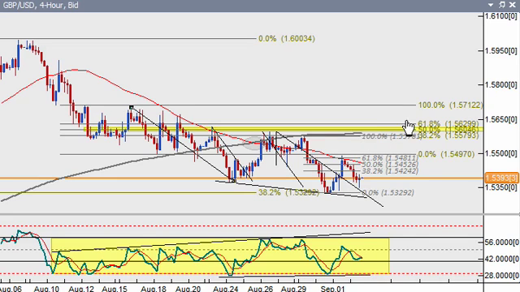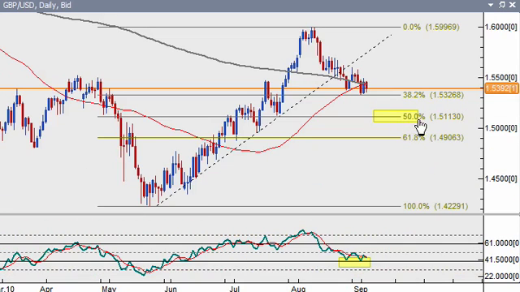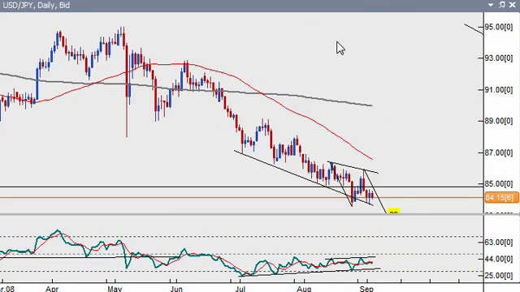So if the market breaks above this moving average and in this area here, 1.56, then we may be starting a bullish trend. But at the moment, the market is bearish, and the target could be the 50% mark at 1.5113. Moving on to dollar yen, which has been very weak.